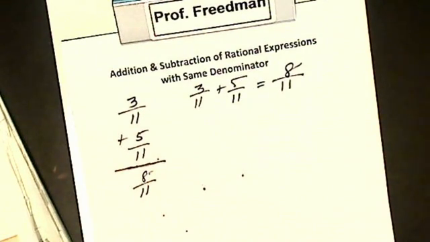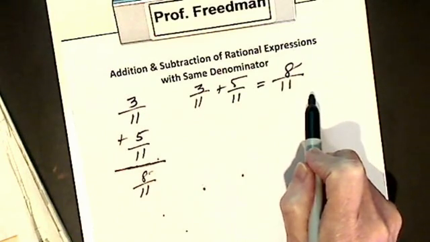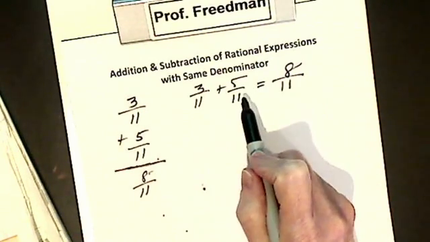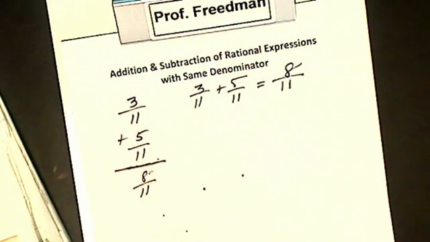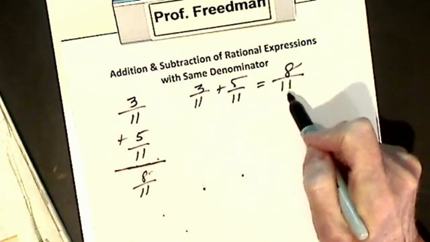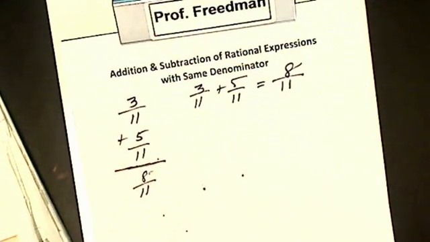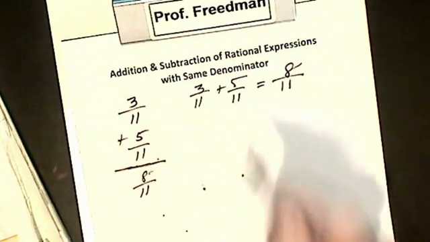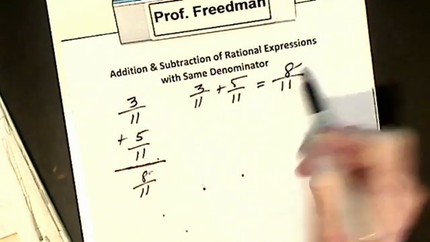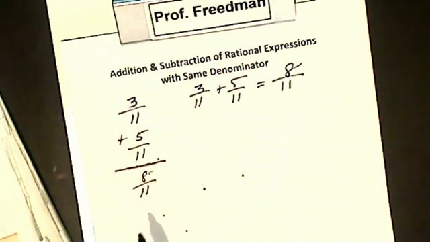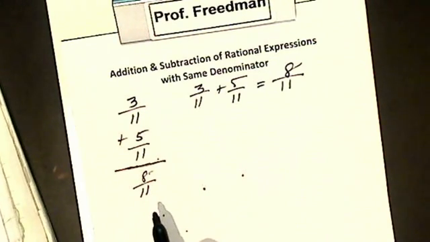So now the only thing different we're doing is going sideways. I have 3/11 plus 5/11. I ask one question: do I have the same denominator? Yes. I put it down. Instead of saying add or subtract, we're just going to say combine like terms. So 3 plus 5 is 8. Combine like terms, I get 8/11. So hopefully no big deal.